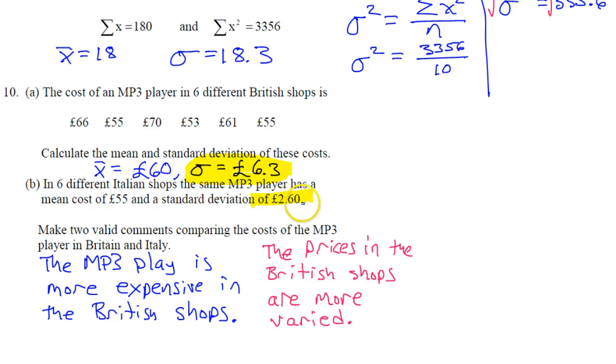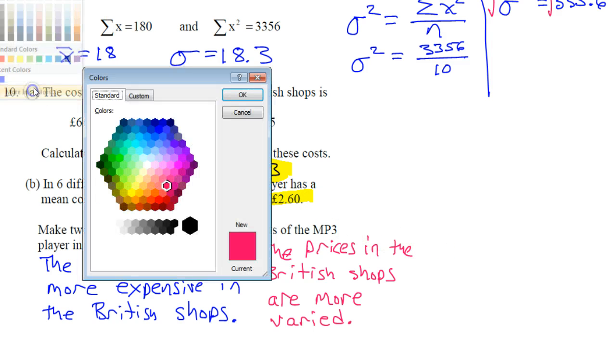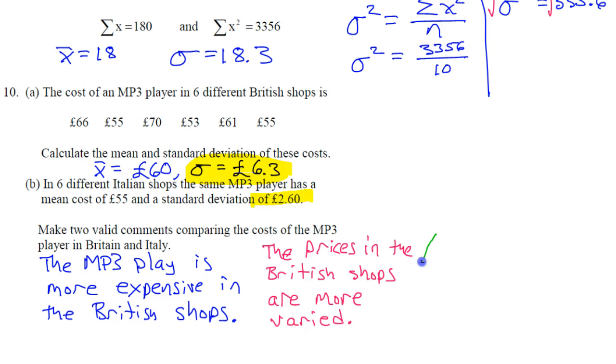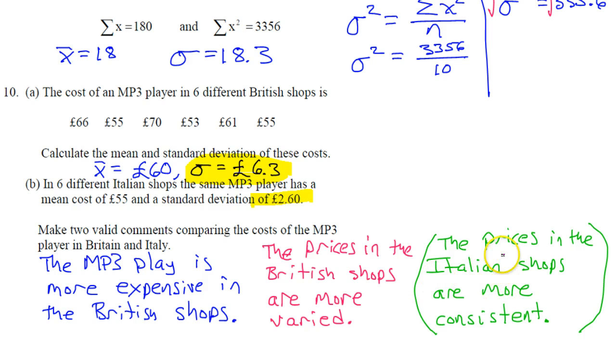But you can say that the other way, if you look at the lower standard deviation, that means that the prices in the Italian shops are more consistent. It's probably the easiest word to use there. Okay, so I'm just going to write that as well. You don't need to write both of these, but I'm showing you both versions so you're comfortable. So there you go. The prices in the Italian shops are more consistent. All right, this pink version and the green version really mean the same thing. All right, here endeth the lesson.